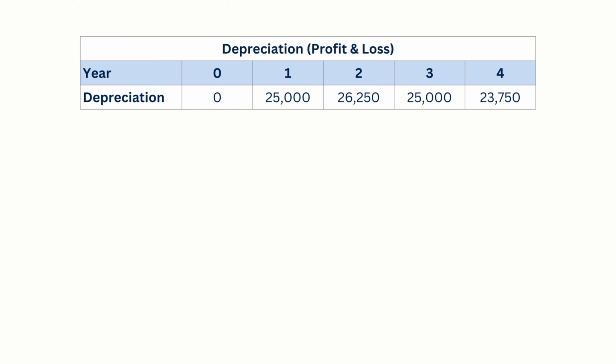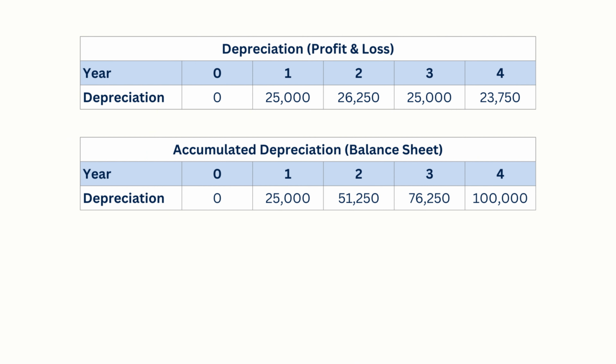This table shows how depreciation appears in the profit and loss account each year. Depreciation is treated as an expense, so it reduces profit in the year it is charged. This table shows accumulated depreciation, which appears on the balance sheet. Accumulated depreciation is the total depreciation charged from purchase up to that date.